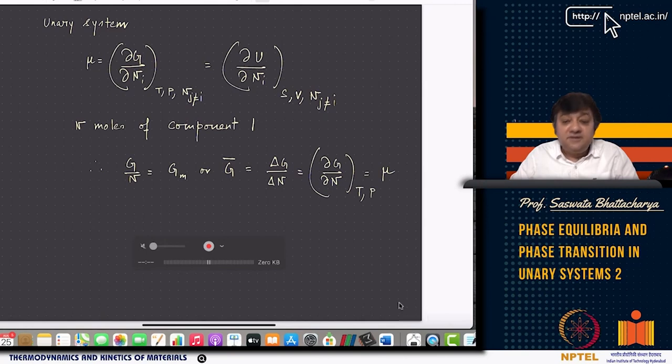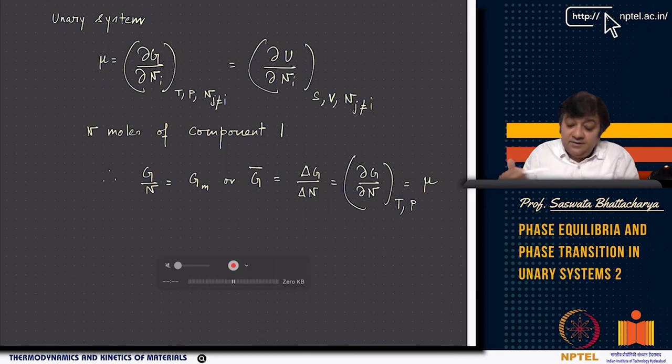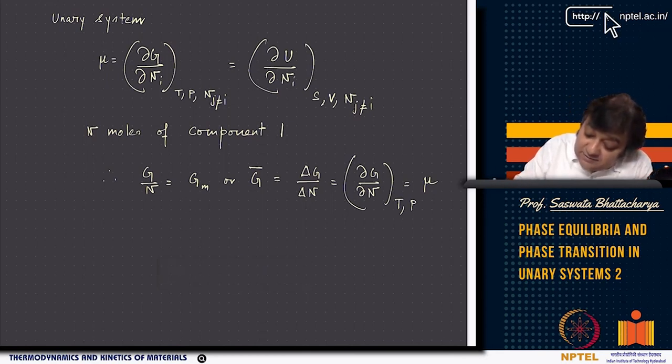So we are considering phase equilibrium in a unary system. Unary means it's a single component system. It has only one component.